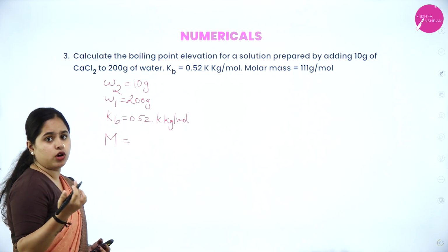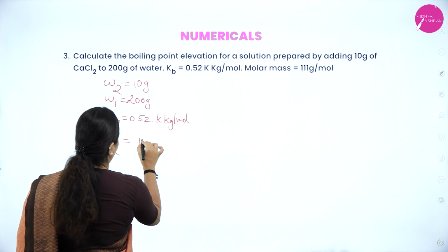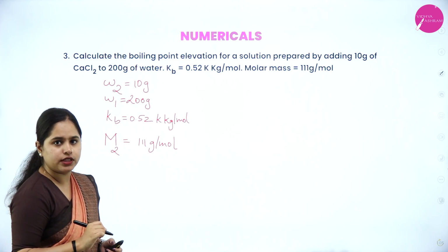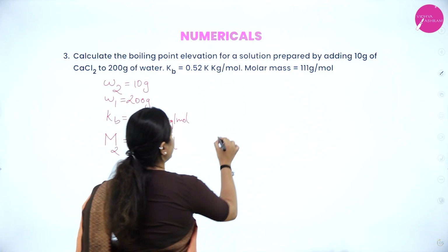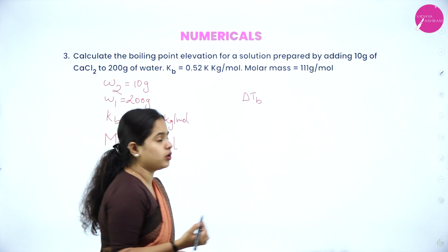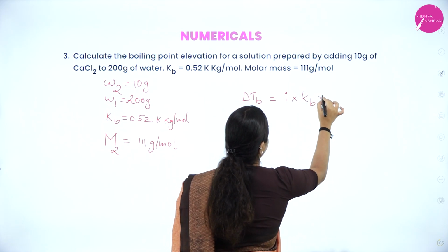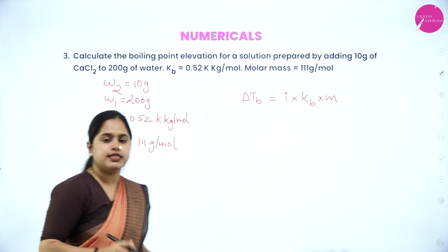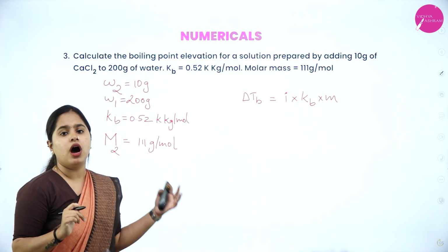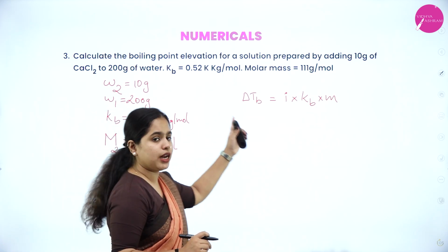The molar mass of calcium chloride is also given, so M2 is 111 gram per mole. So these are the given things. What you have to calculate is delta Tb. We know that delta Tb is equal to I into Kb into m. When we include the Van't Hoff factor, the equation becomes delta Tb is equal to I into Kb into m.